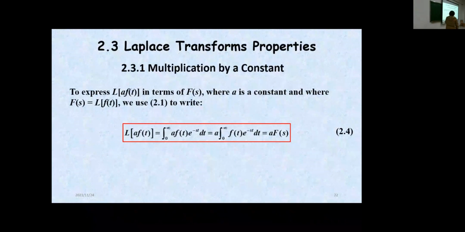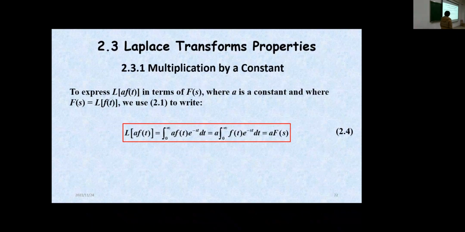Okay, the third part, Laplace transform properties. There are some properties we can use in the Laplace transform mathematical solutions. So the first one, multiplication by a constant. Express the transform for f(t): there is a constant a times f(t). So what will be the result for the Laplace transform of a f(t)?